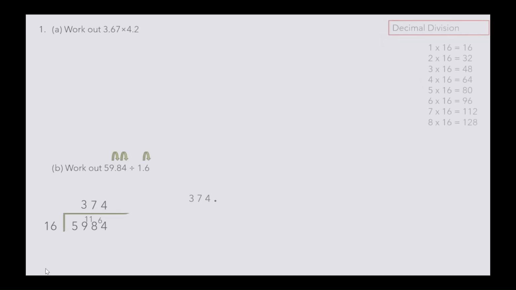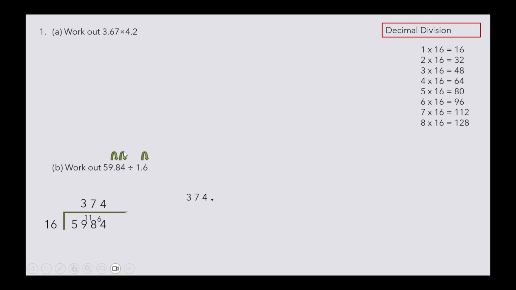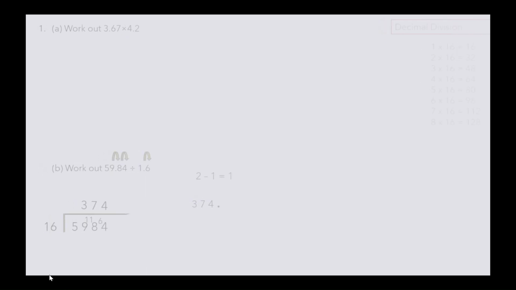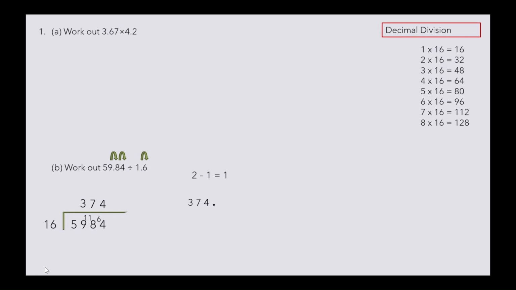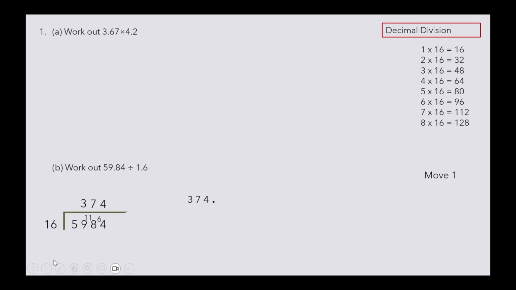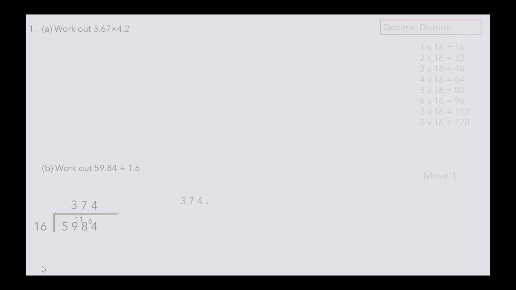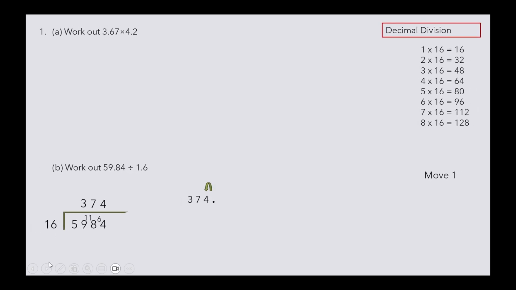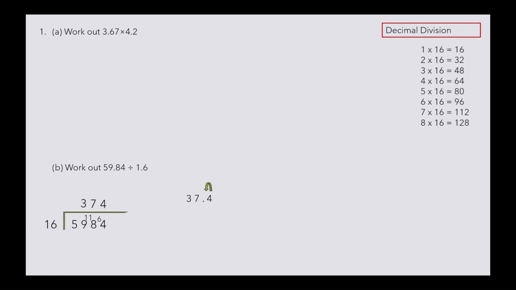But we have to move the decimal place. So that's 2 here and 1 here. 2 minus 1 is 1. So we need to move 1. And then if I move the decimal point in one place, that's the arrow showing we have to move it. So then it's 37.4. That's the answer.